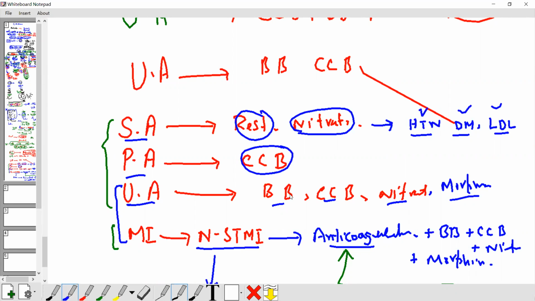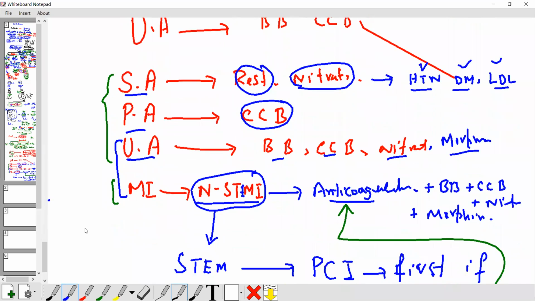Because these two conditions are very similar, you perform the ECG. You already know the ECG changes are the same for non-STEMI and unstable angina. If the lab confirms the patient has MI, then we must give anticoagulants such as streptokinase, warfarin, heparin, started intravenously. We must break that thrombus, the emboli blocking the artery completely. The other drugs are the same: beta blocker, calcium blocker, nitrate and morphine.